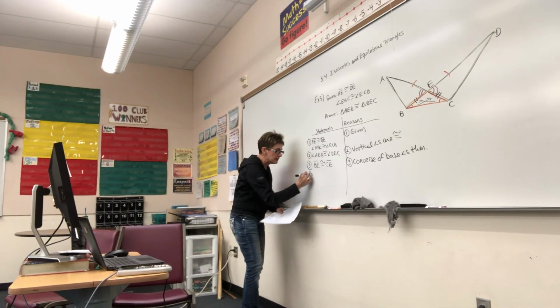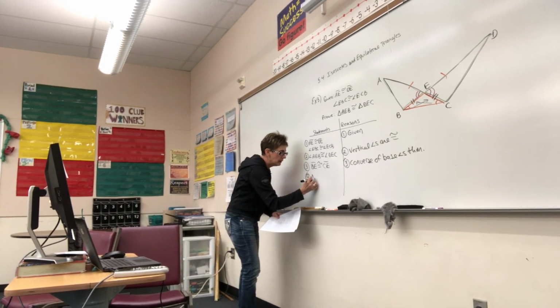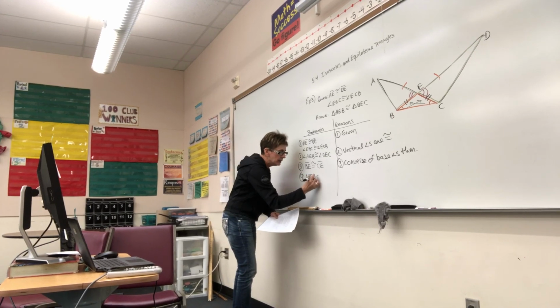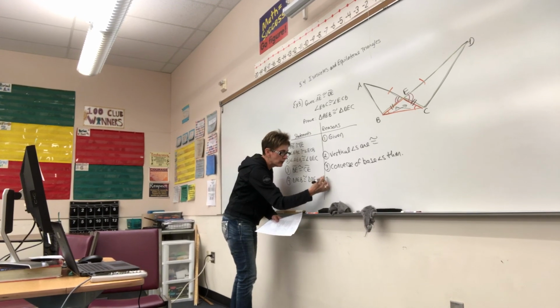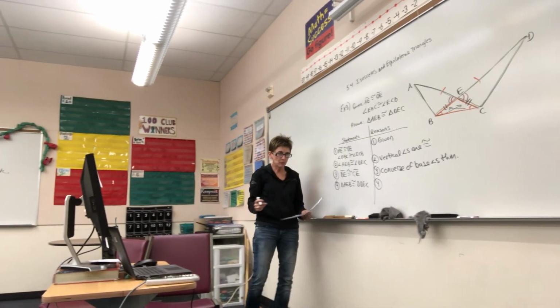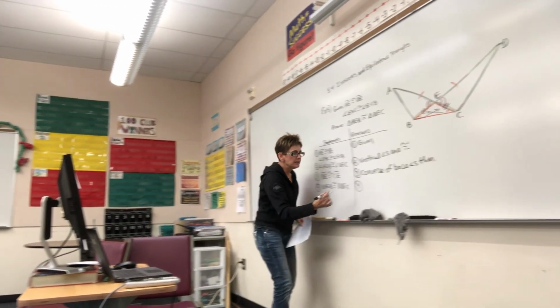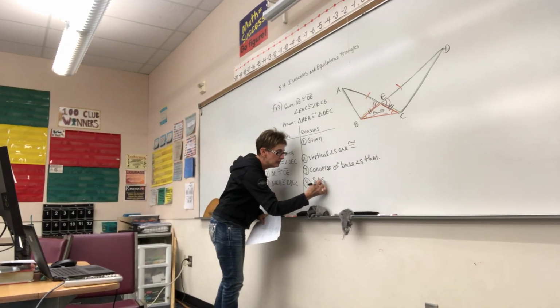Our last statement is going to be that triangle AEB is congruent to triangle DEC. This is what we were trying to prove. I hope that you came up with the reason. The reason is side, angle, side.